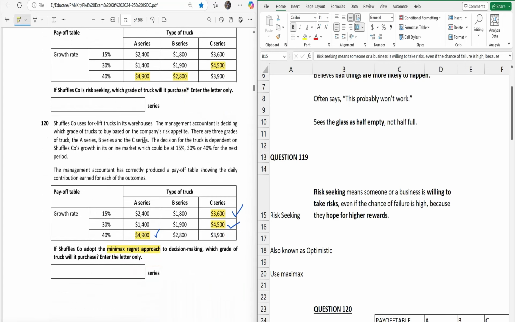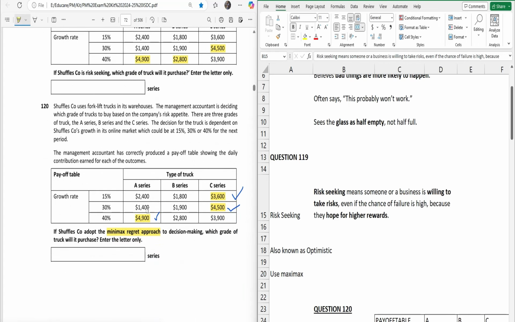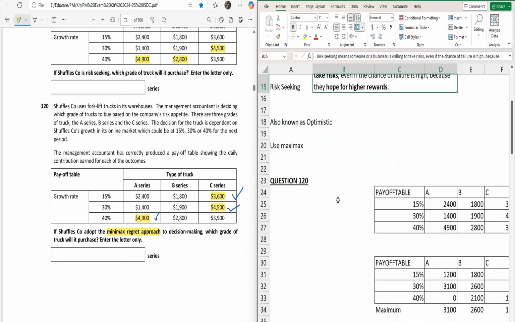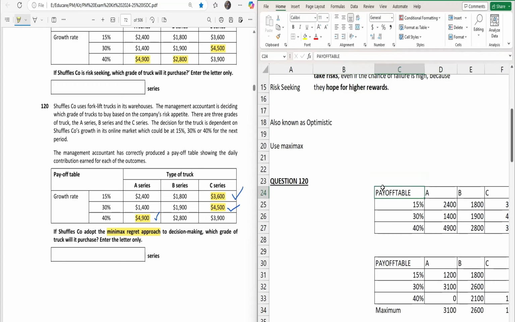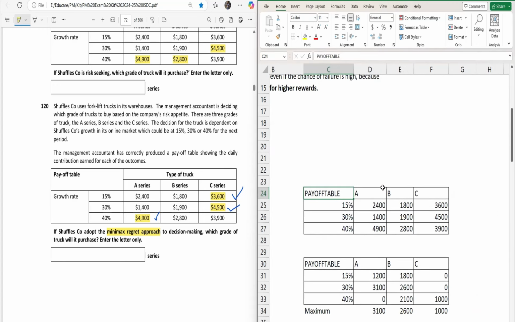Okay, 120. So now 120 says, if Shuffle company adopts the minimax regret approach to decision making, which grade of stock will it purchase? Enter the letter only. See, now the question asks you to calculate the minimax regret approach. In this case, we need to prepare the table, and I will show you how. So this one is the table. I have copy pasted it from the question.